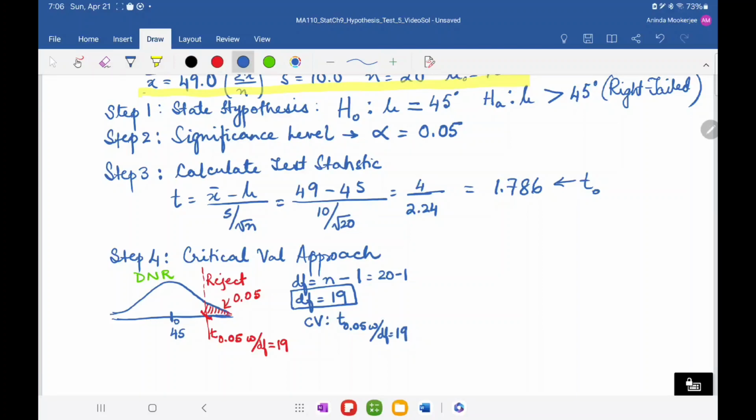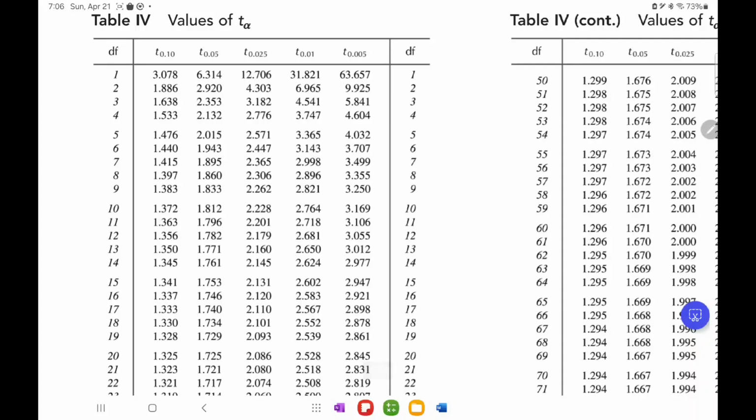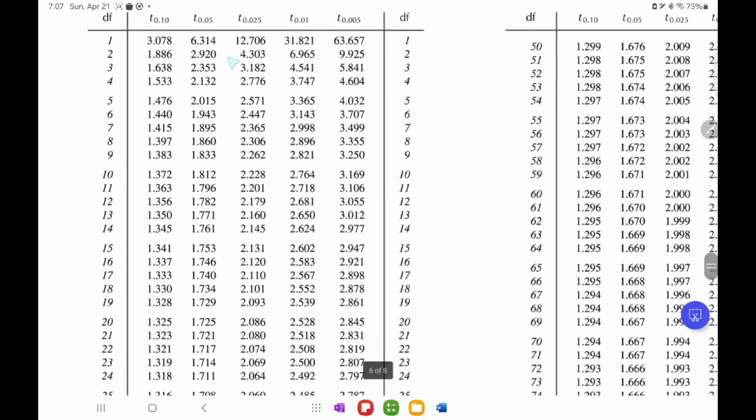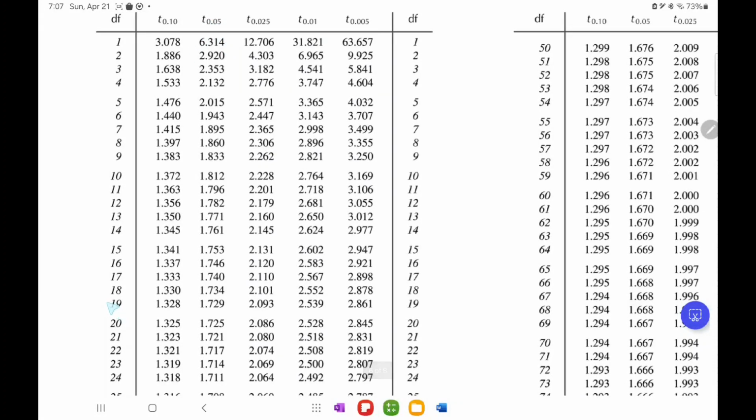Let's go to our table. Here's my t table. We have to go to where 19 is, right here, and t of 0.05 for 19 is 1.729, this value here. That's our t value, the critical value, so to speak.